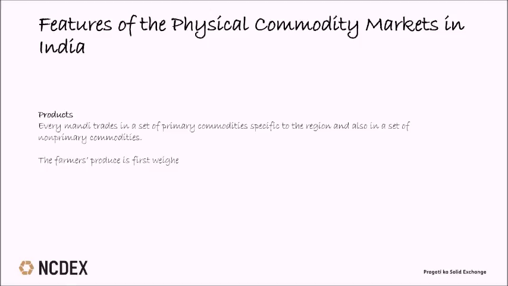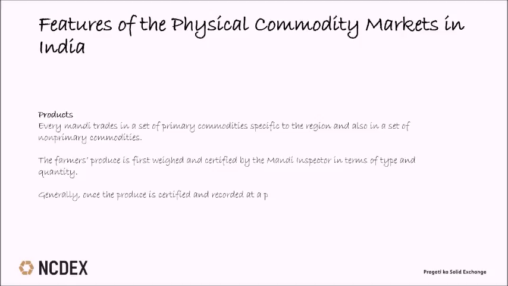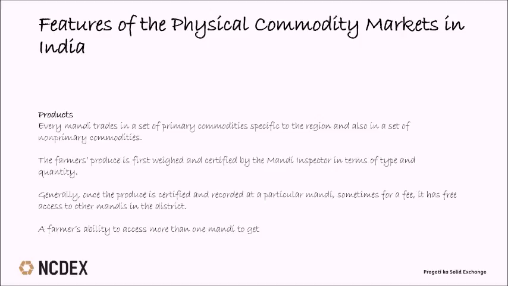The farmer's produce is first weighed and certified by the mandi inspector in terms of type and quantity. Generally, once the produce is certified and recorded at a particular mandi, sometimes for a fee, it has free access to other mandis in the district as well. A farmer's ability to access more than one mandi to get the best price depends upon various factors, primarily such as transportation cost, packaging cost, and the cost of storage.